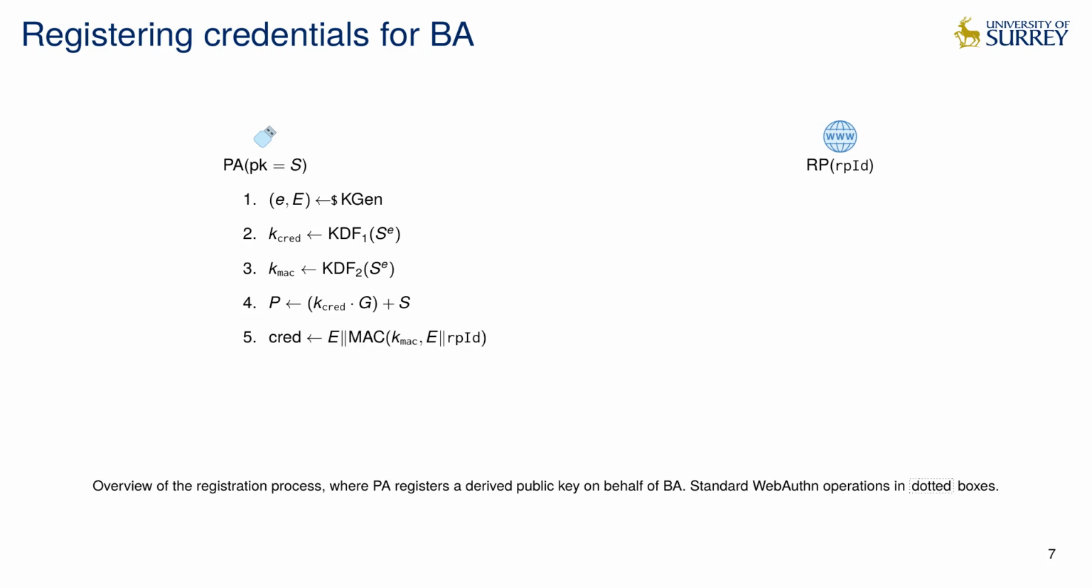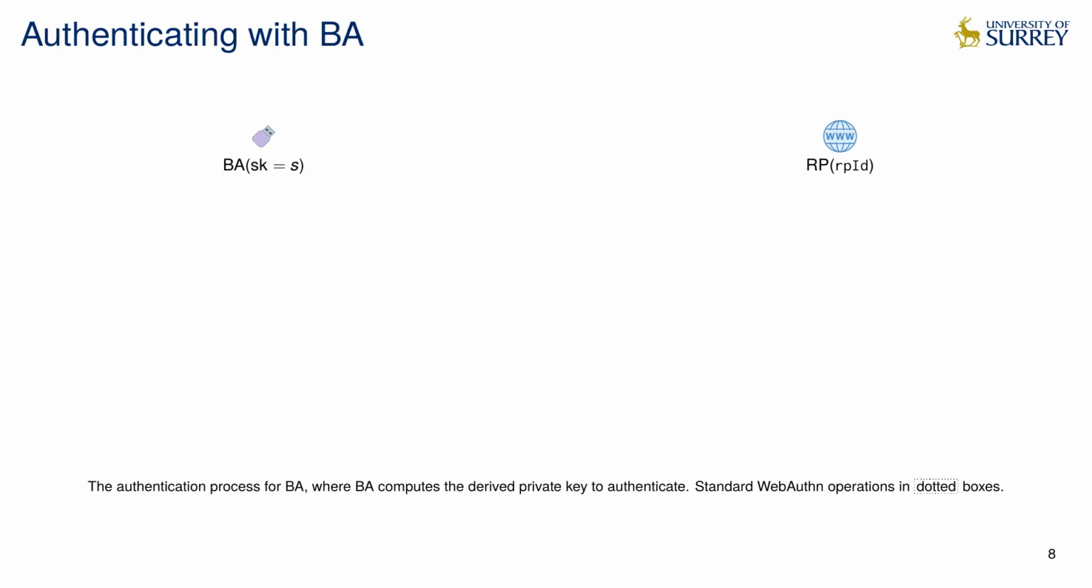Credential is given by the public key component of the ephemeral key pair E, concatenated with a MAC over the RP's ID and this key. The derived public key and computed cred are sent to and stored by RP.